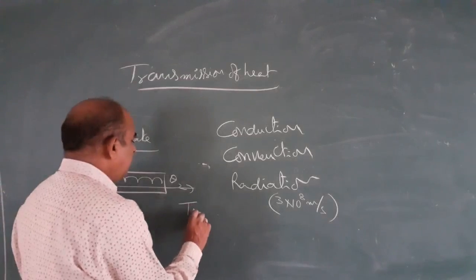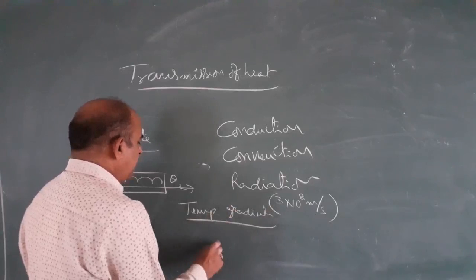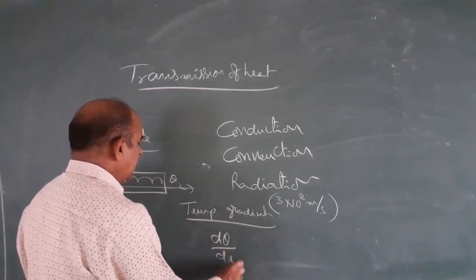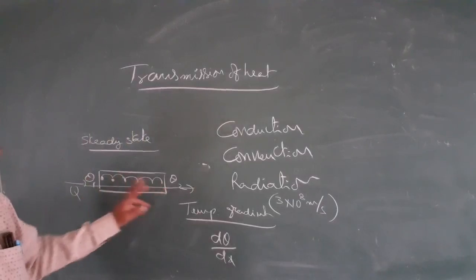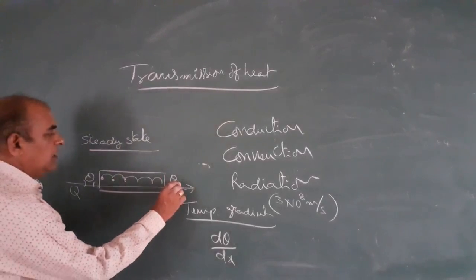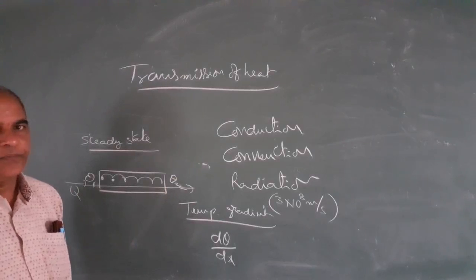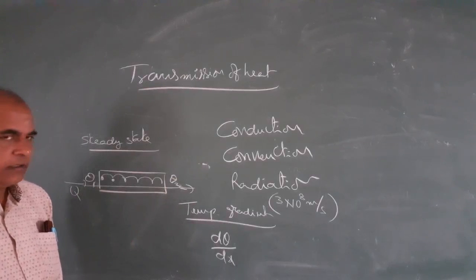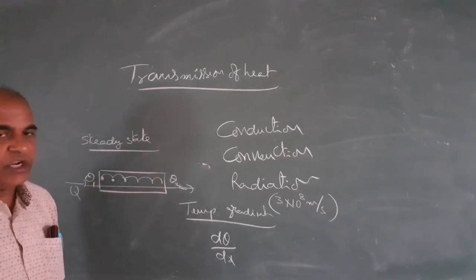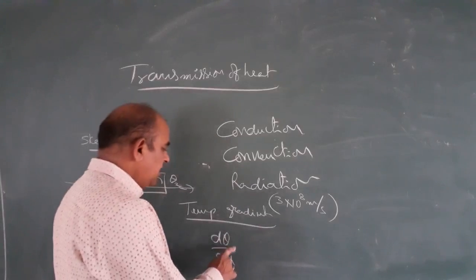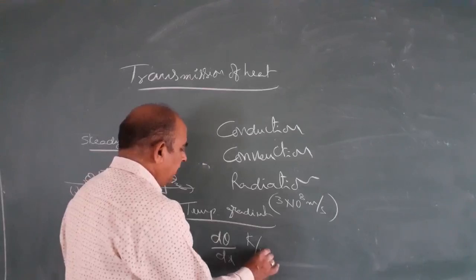What is the meaning of temperature gradient? Temperature gradient means the change in temperature by length. d theta by dx. The difference in temperature by the length of the rod is known as temperature gradient. d theta by dx is known as temperature gradient. Heat transfers from one end to the other end and the temperature gradient is constant in the steady state. Temperature gradient, d theta by dx, has the unit Kelvin per meter.